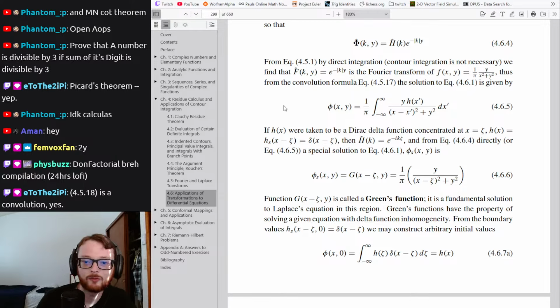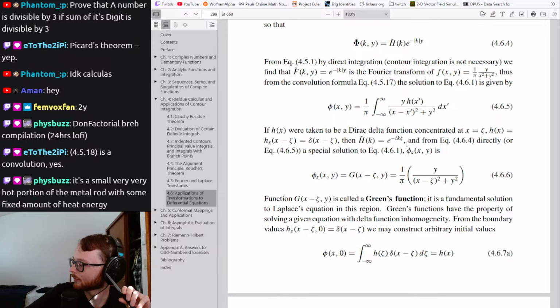Well, I guess x equals zeta. Oh, wait. Not the entire x, that's just 1 point? I guess that makes more sense, right? We have a metal rod and we're heating 1 point on the x-axis. Yeah, okay. Small, very, very hot portion of the metal rod with some fixed amount of heat energy. Okay. Like we're taking a 1,000-degree knife and just touching it to the rod.